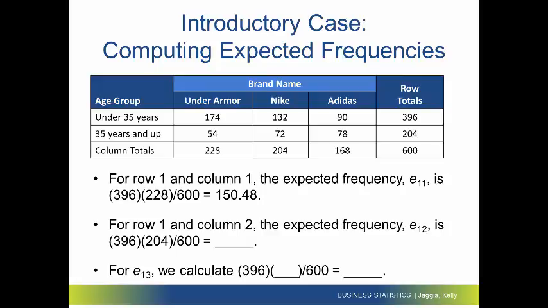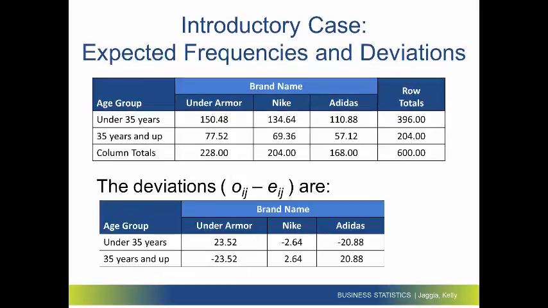Okay, so for bullet point 2 we just need to calculate this through. So if our calculator is working, you should get an expected value of 134.64. For bullet point 3 we need to work out E13, which is the expected value for row 1, column 3, which is age under 35 years old and brand Adidas. So this is calculated as 396 multiplied by 168 and then divide by 600, which equals 110.88.